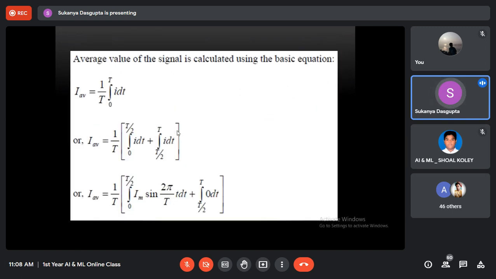So for the average value calculation, we consider I average equal to 1 by T integral 0 to T I dt.